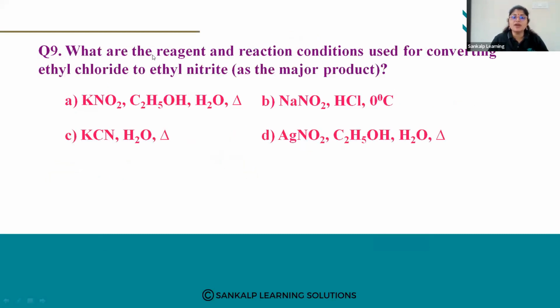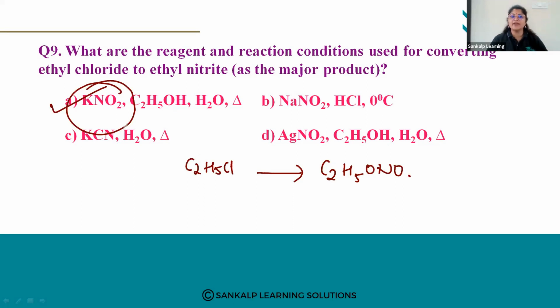Next one: what are the reagents and reaction conditions used for converting ethyl chloride to ethyl nitrite? Which are the reagent conditions? Ethyl chloride, C2H5Cl, to ethyl nitrite. What is the reaction condition? You require KNO2 plus ethyl alcohol, water, and heating. When you have potassium nitrite as the reagent, it can produce nitrite ions.